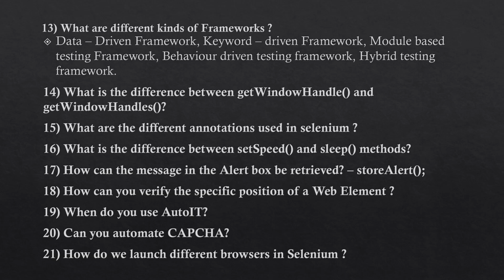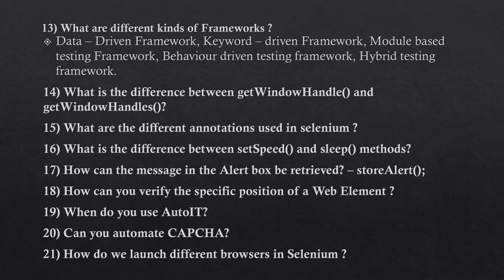Moving to the next question, what is the difference between setSpeed and Thread.sleep? If I am using Thread.sleep, it will wait for the given number of milliseconds. The syntax here is Thread.sleep of milliseconds. If I mention 3000 milliseconds, it will wait for 3000 milliseconds, that is 3 seconds, before going to the next step.